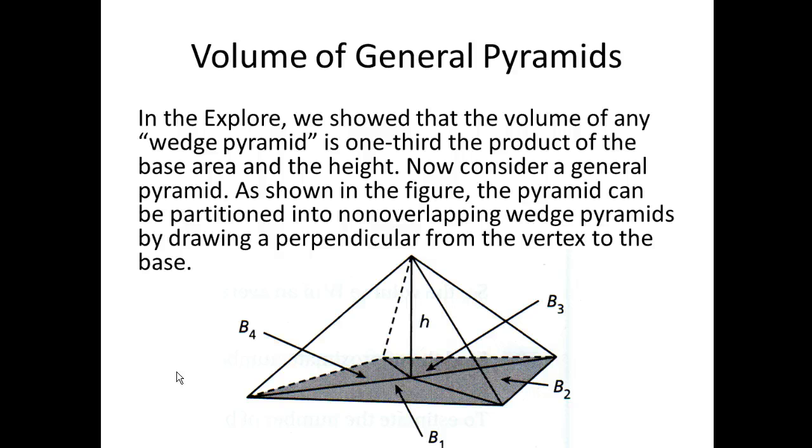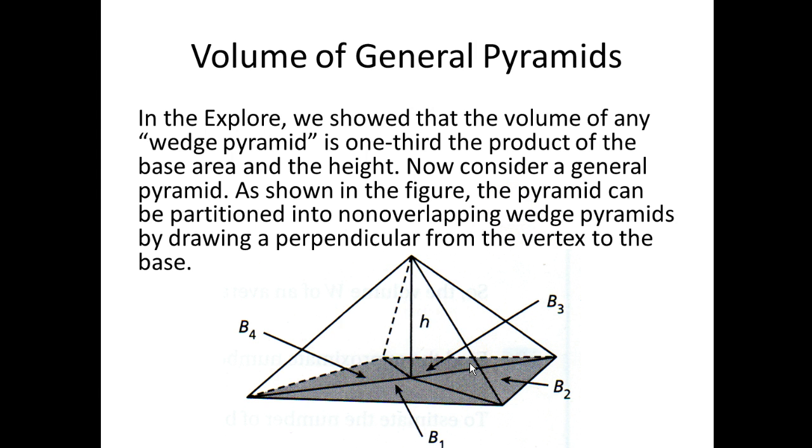Okay, so now that we know how to find the volume of a wedge pyramid, we can extend this idea or incorporate it when we're finding the volume of a pyramid in general. In the Explore we showed that the volume of any wedge pyramid is just 1/3 the product of the base area and the height. Now let's consider a general pyramid like this one shown here.